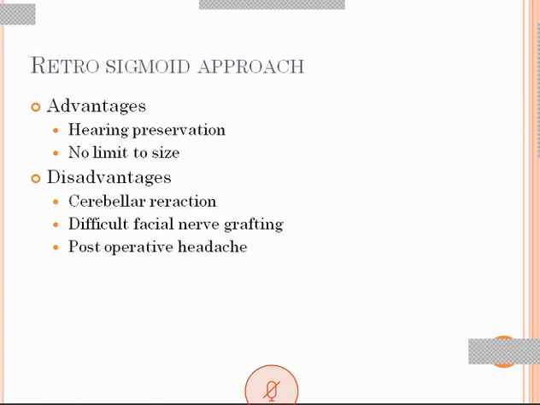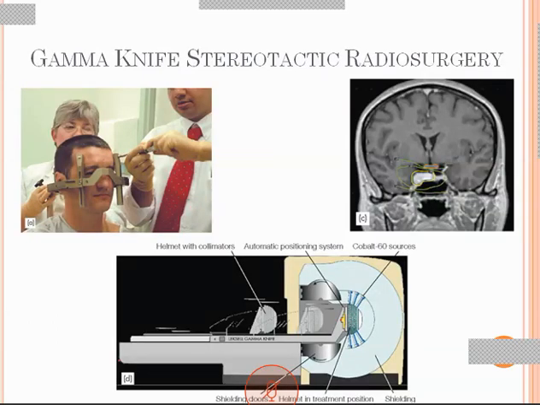Another is the retrosigmoid approach. The advantage is hearing is preserved because here also we are not destroying the labyrinth. But the disadvantages are that here also we retract the cerebellum, facial nerve grafting is very difficult, and there is postoperative headache as we are entering the cranial cavity. Another technique is gamma knife stereotactic radiosurgery. This is an advanced procedure. When the size of the tumor is smaller, we can opt for gamma knife radiosurgery. Thank you.